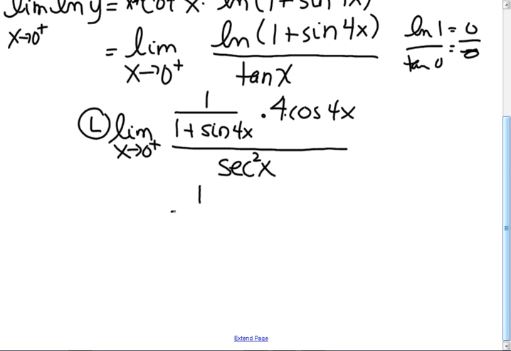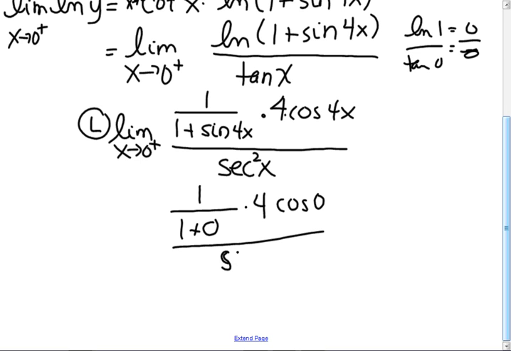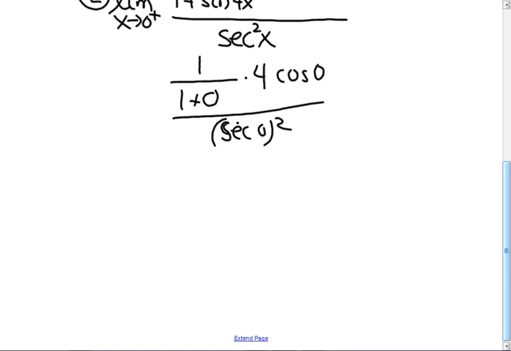If I put in 0, if I get a number here, then I don't have to simplify it. It's 1 plus the sine of 0, but that's 0, times 4 cosine of 0 over secant of 0 squared. The only problem is if I get 0 over 0. Do I get 0 over 0? No. What's the secant of 0? It's 1, because it's 1 over the cosine of 0. So this ends up being 4 on the right side.